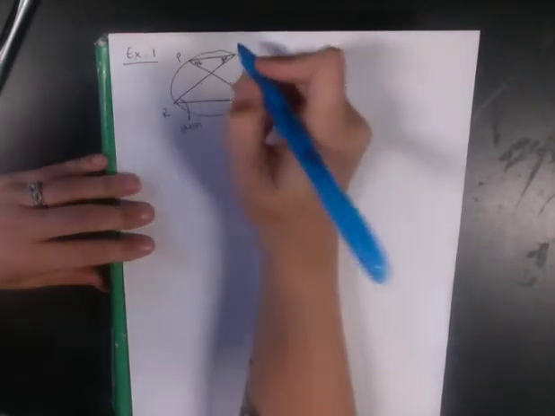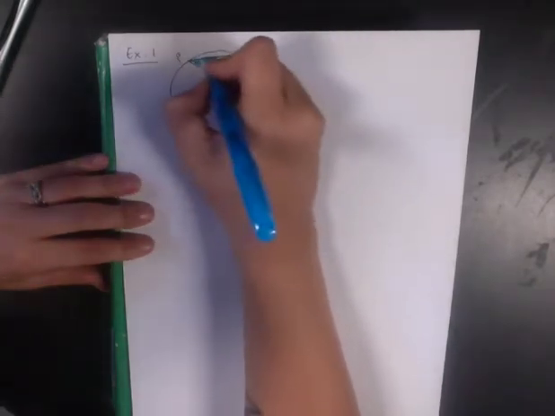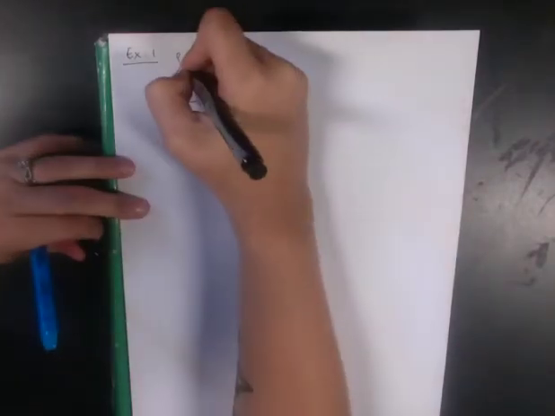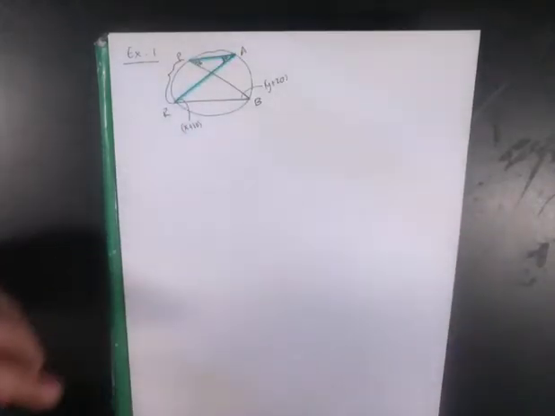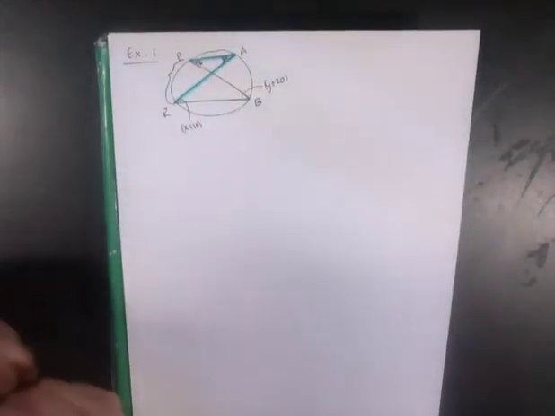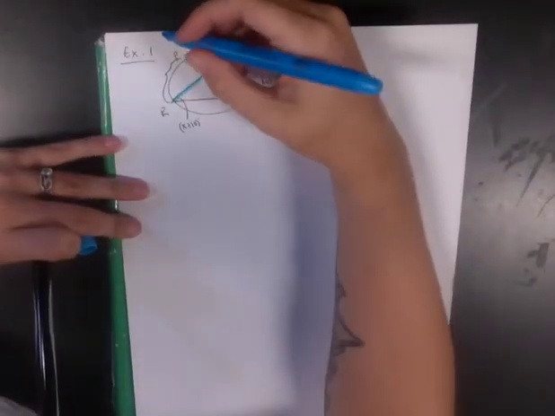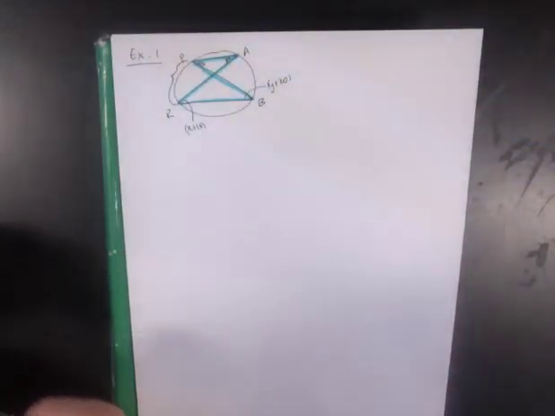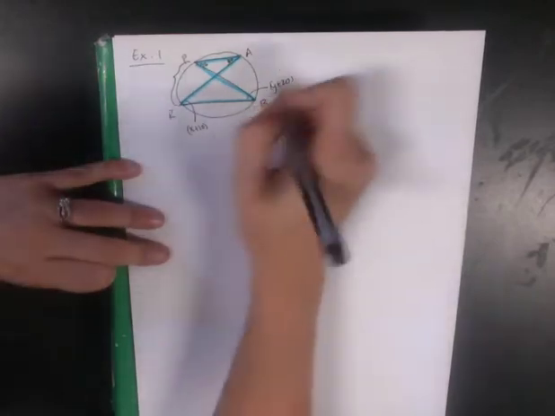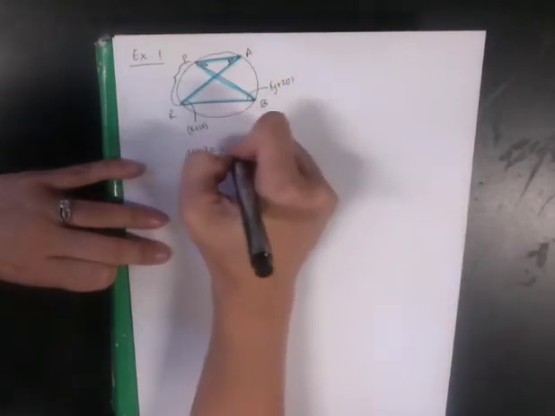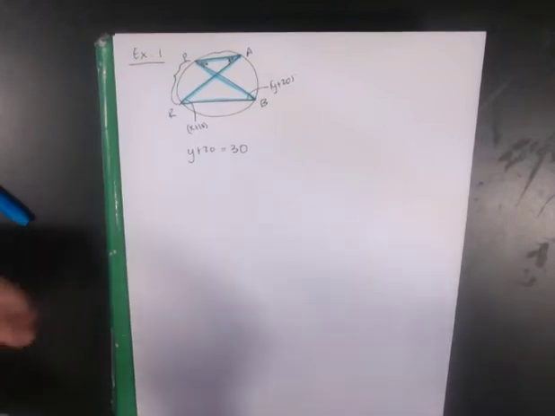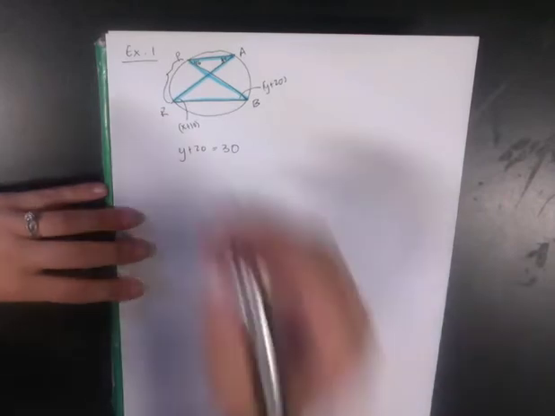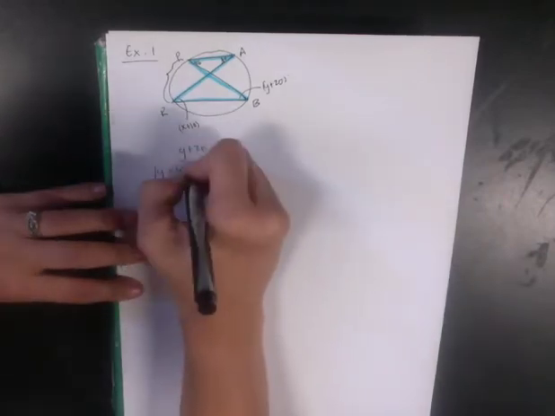So if I look here, I have an inscribed angle A. Is it inscribed to this arc PR? Okay, and I have an inscribed angle here that is also inscribed to PR. They're both going to the same place, which tells me that y plus 20 must equal 30 because they are inscribed angles going to the same arc, which means that they are equal. Okay, and this tells me that y is 10.